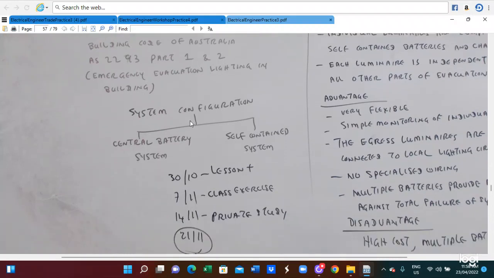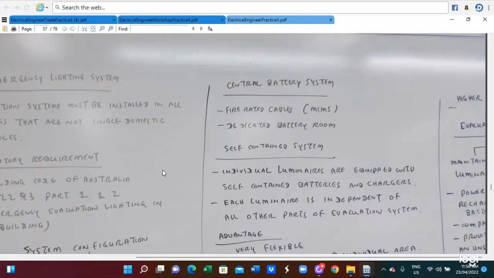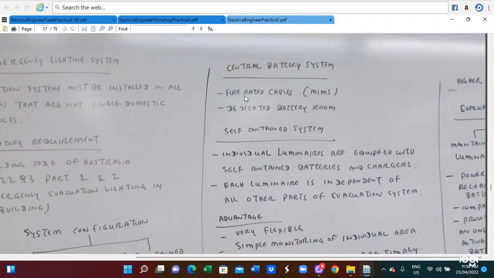The building system configurations include the central battery system and the circulator system. For the central battery system, we must utilize a fire-rated gateway, MIMS cable, and a dedicated battery room must be provided.